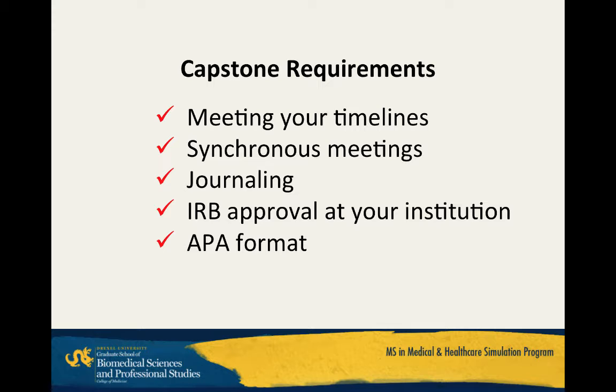Journaling is important, in which you're going to be documenting the process of your thinking and meetings and so forth. And another important thing to consider is IRB approval at your institution as required. You may have to go through an IRB in order to get approval to use human subjects in your research, if that's what you're going to do.